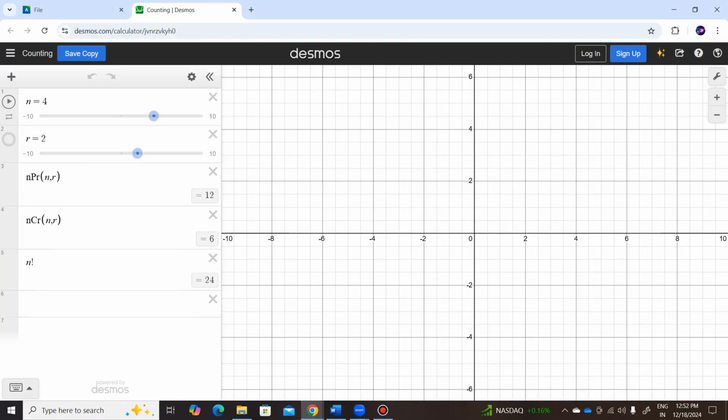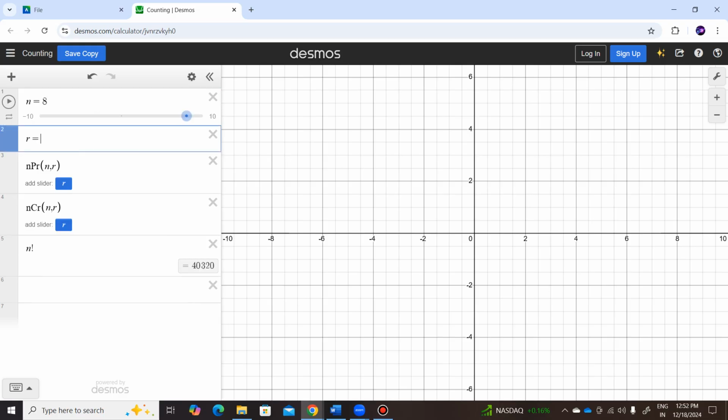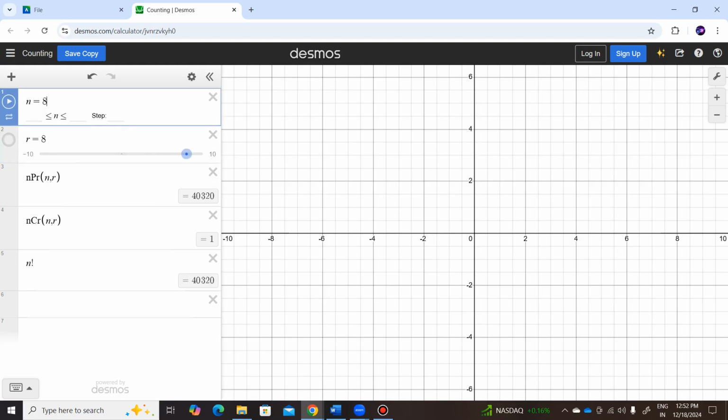And so we'll go to the calculator, put in 10 for n, put in 8 for r, and we get a total permutation of 1,814,400.